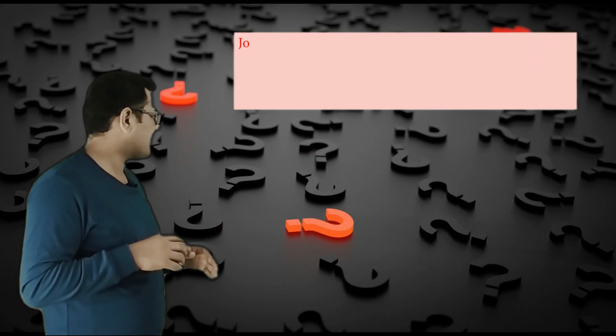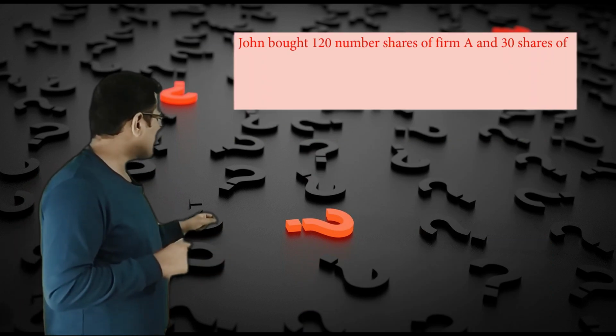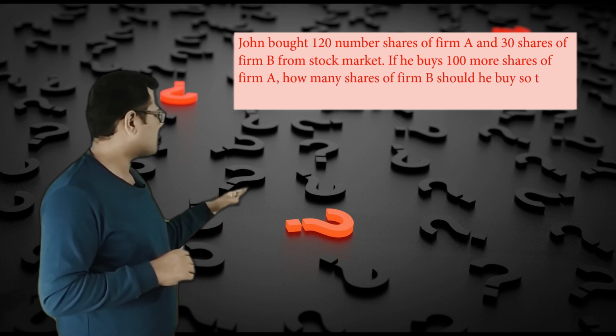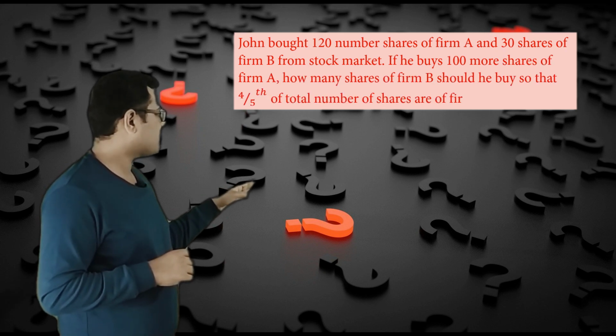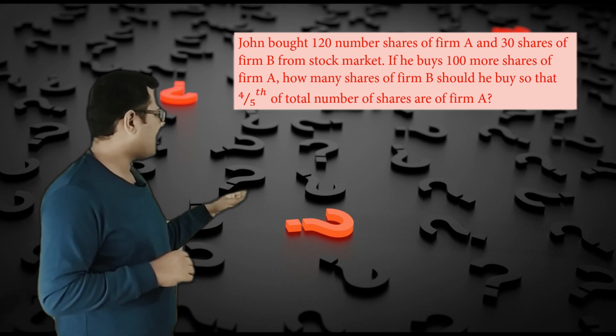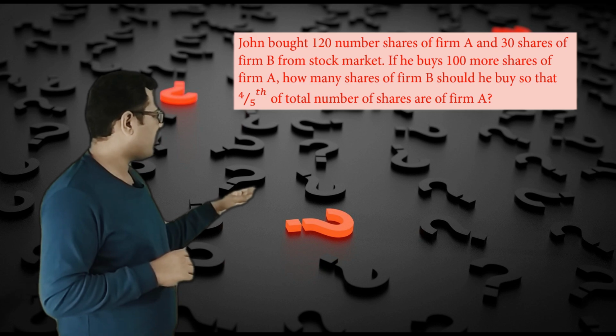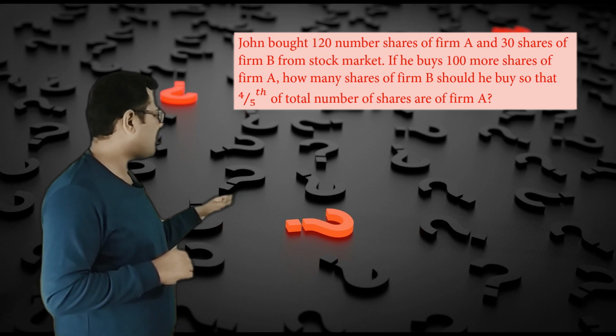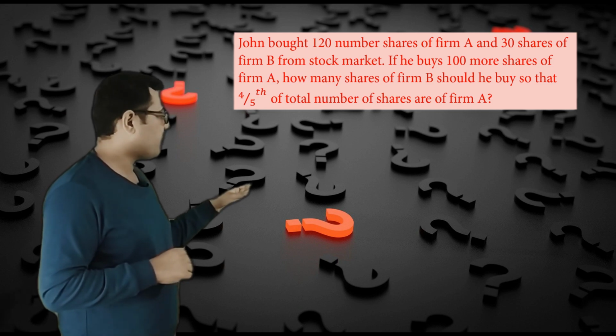Now similarly, the next problem. The next problem says that John bought 120 shares of firm A and 30 shares of firm B from the stock market. If he buys 100 more shares of firm A, how many more shares of firm B should he buy so that 4/5 of the total number of shares are of firm A?